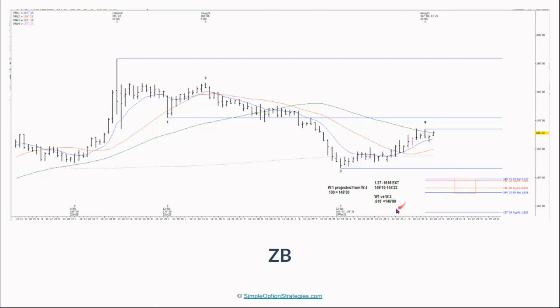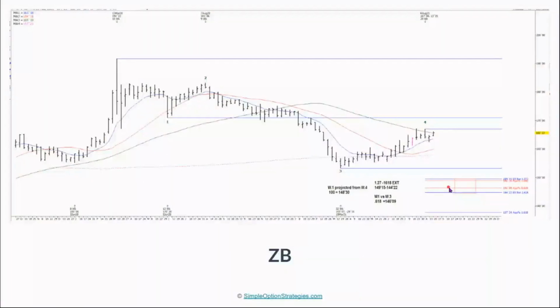And my favorite one is wave 1 versus 3. Start here, measure all the way down from here, bring it up to here, and you get this one. You get the 61.8. It's 146.09, and this is your zone right here, where you would expect this wave 5 target to end. You would expect it to end right there.